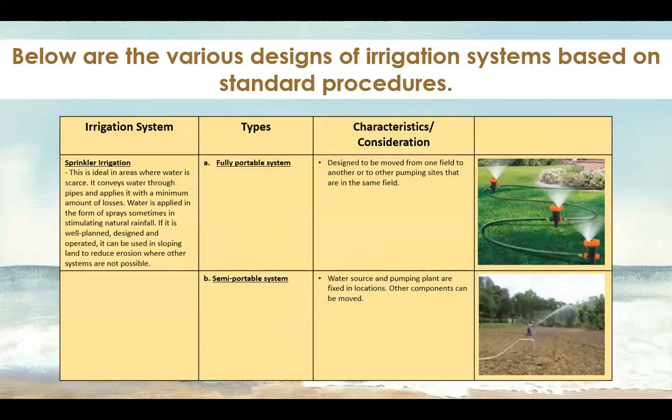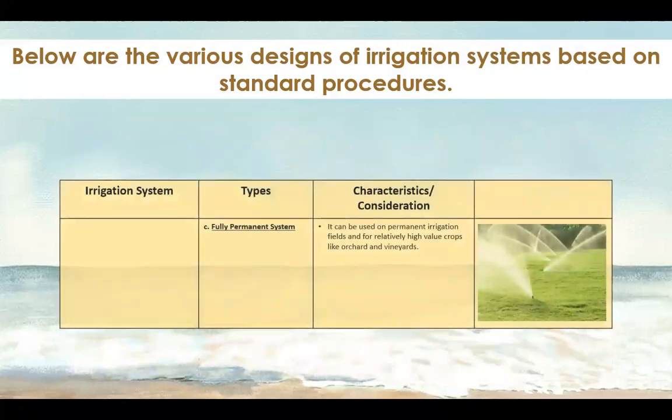For the semi-portable system, the characteristic is that the water source and the pumping plant are fixed in location. Other components can be moved. Next, we have the fully permanent system. In a fully permanent system, the characteristic is that it can be used on permanent irrigation fields and for relatively high value crops like orchards and vineyards.